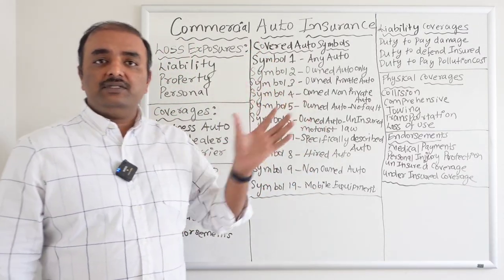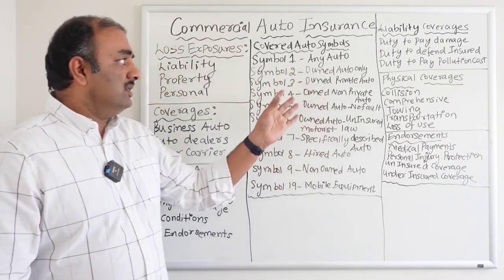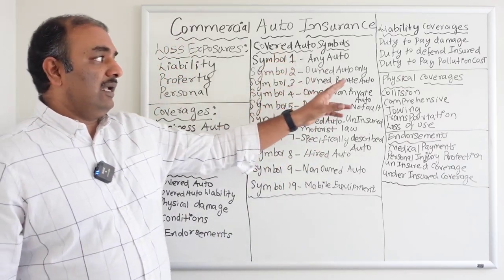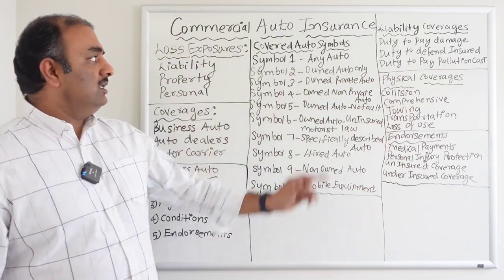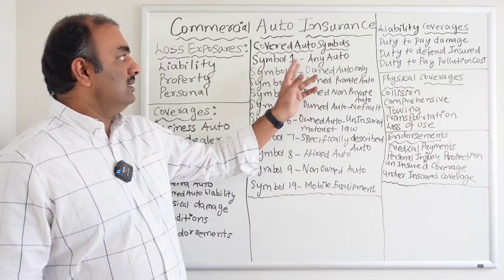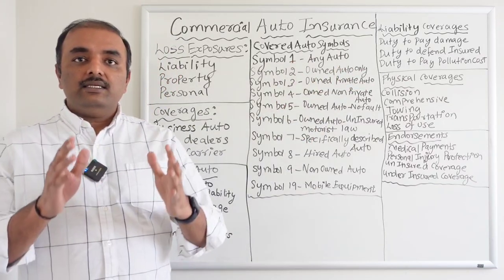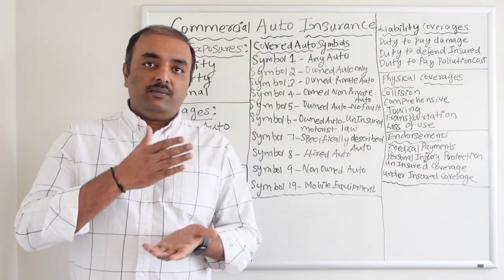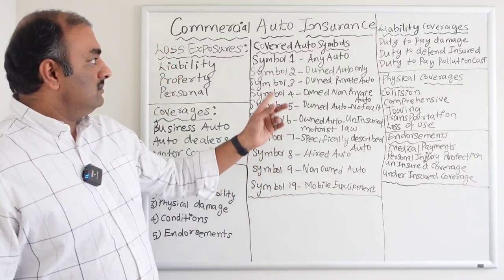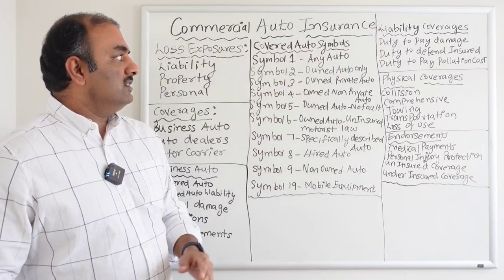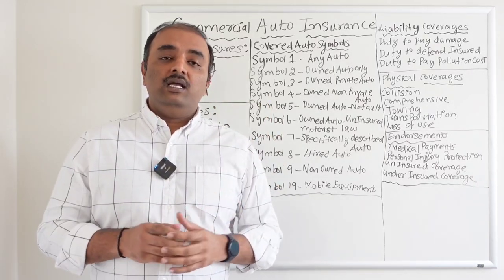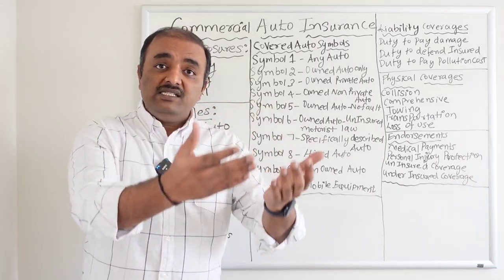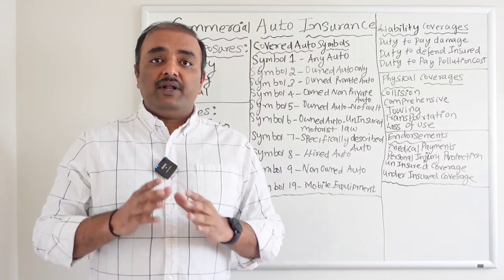The significance of the symbols is, once you have the symbols, you have to map each symbol to the required coverage. Say if you have a collision coverage, you will say symbol 1 is applicable, which means anything that happens to any car under your company will be covered. Instead, if you say symbol 2, it means the car that you own alone will have the required coverage. If you have a car which is leased or rented, those will not have the required coverages.